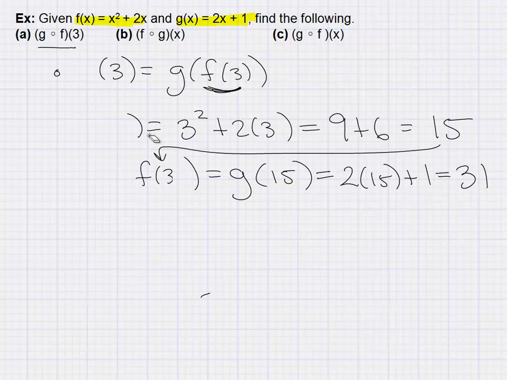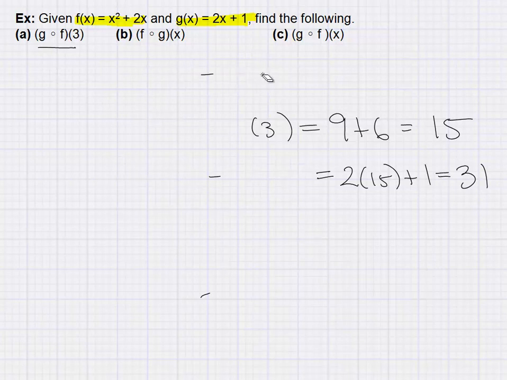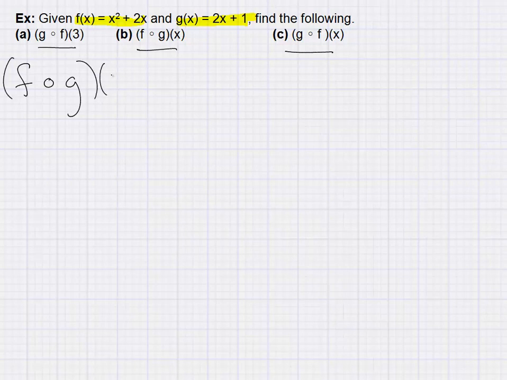Let's do the same functions, but I'll flip the order around this time. Let's ignore these two examples for right now. Let's do f of g of 2, which I can also write as f of g of 2.